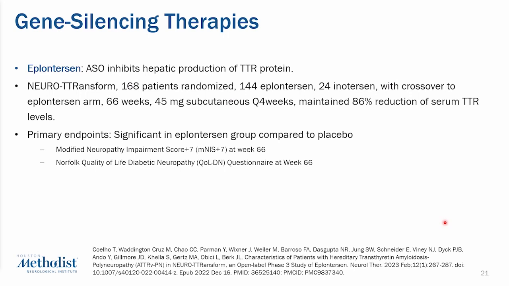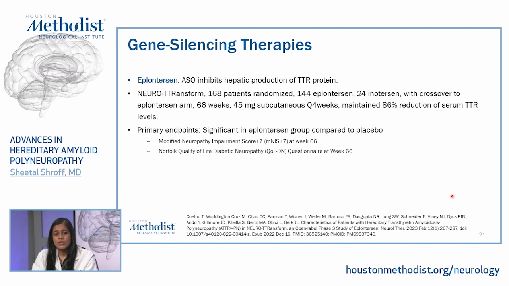Eplontersen is an antisense oligonucleotide along with a GalNAc conjugate which inhibits the production of TTR protein. The NEURO-TTRansform study enrolled 168 patients randomized, 144 to eplontersen group, 24 to inotersen group, with the crossover to eplontersen arm at crossover. These patients received 45 milligram subcutaneous injection every 4 weeks. The study lasted for about 66 weeks, and this maintained 86% reduction of the serum TTR levels.